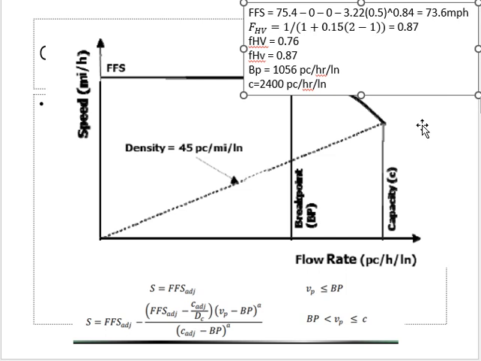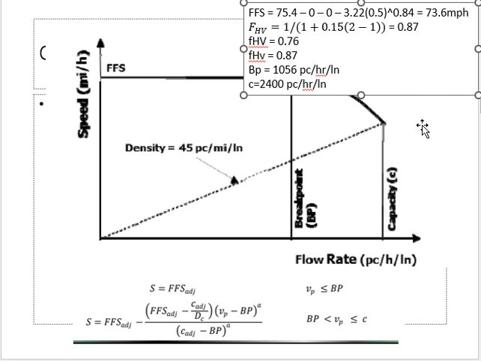Now capacity is what? The x value or the y value? This value is what? On the x-axis or the y-axis? X-axis, right? So I still don't know the y value. For this graph, the y value is what? Speed, right? For this curve, the speed comes from this equation.